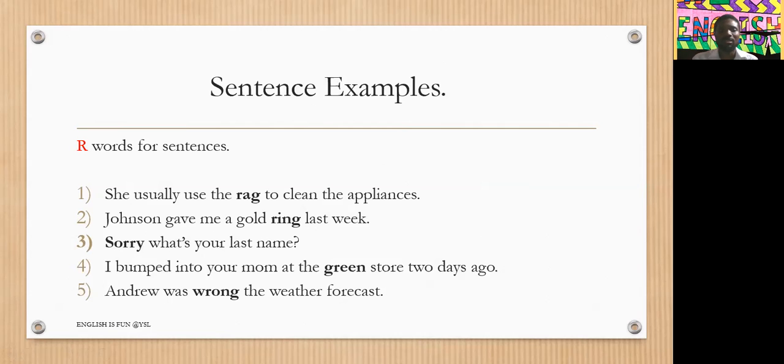I bumped into your mom at the grain store two days ago. Grain store. We can feel the R sound on the second letter of the word, in green. Andrew was wrong. We can feel the R sound from the letter, taking precedence over the W. So, Andrew was wrong.